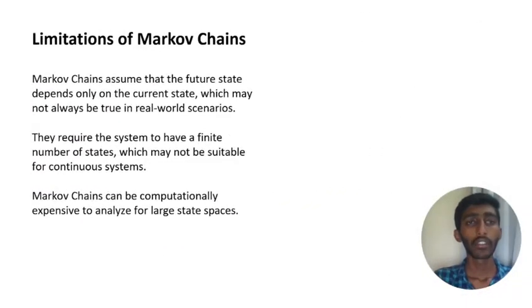Next, see what are the limitations of the Markov chain. Markov chain assumes that the future state depends only on the current state, which may not always be true in a real world scenario. They require the system to have a finite number of states, which may not be suitable for continuous systems. Markov chains can be computationally expensive to analyze for large state spaces.